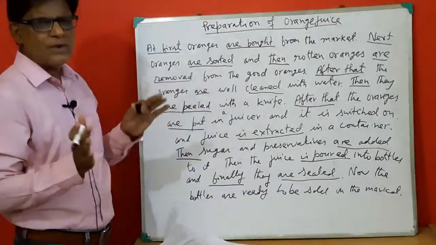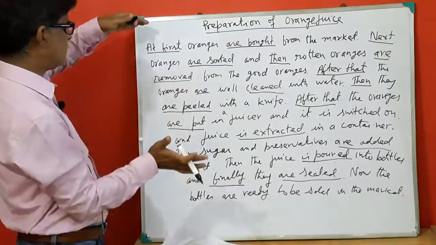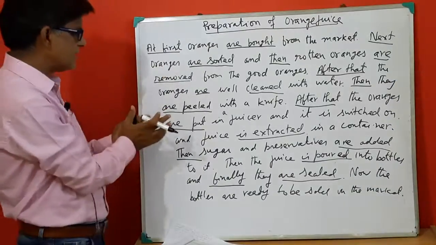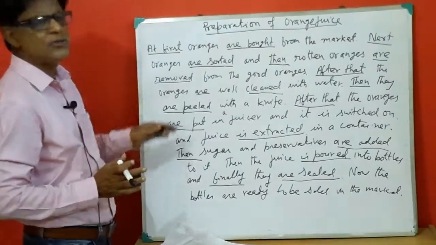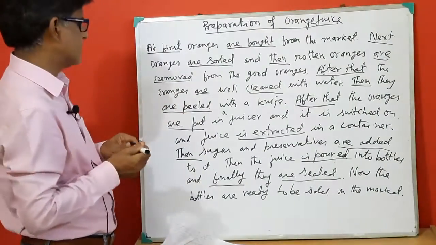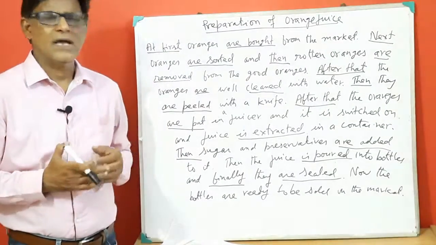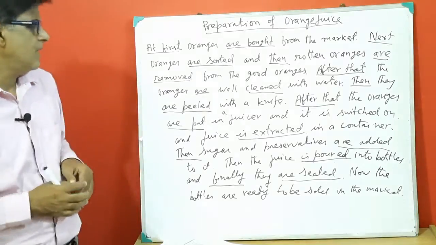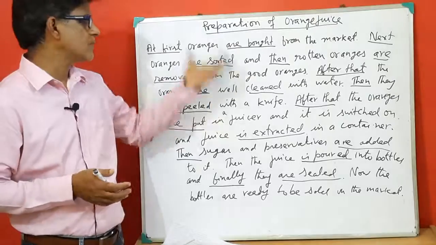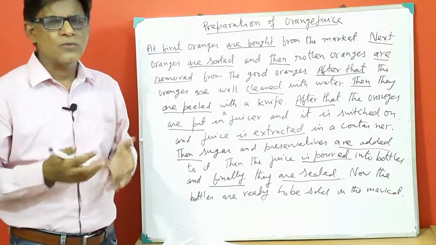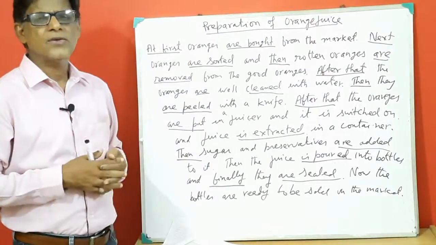So what do you see? You see that writing a process, you have to write linkers, and you have to use present tense, and you have to use passive voice. So this is all about writing a process. I hope you have understood it quite well. Now keep practice on writing process, and the more you write, the more you will be able to write good and well. Thank you very much.